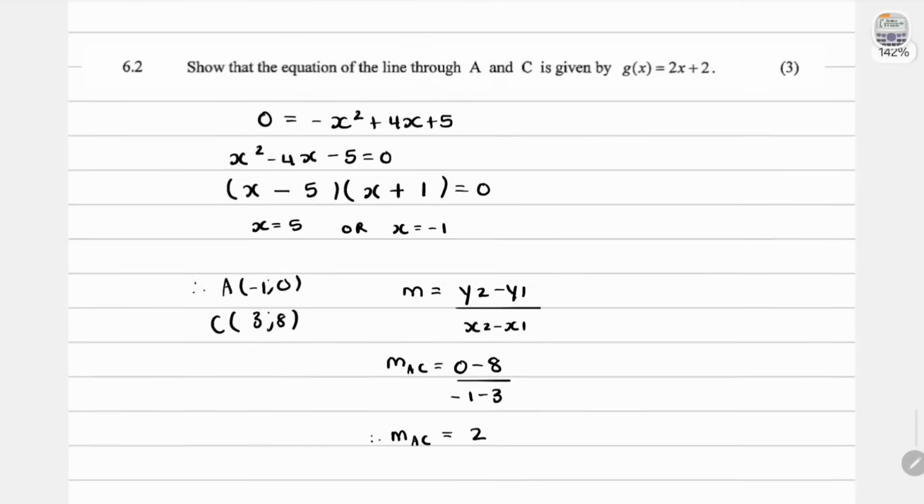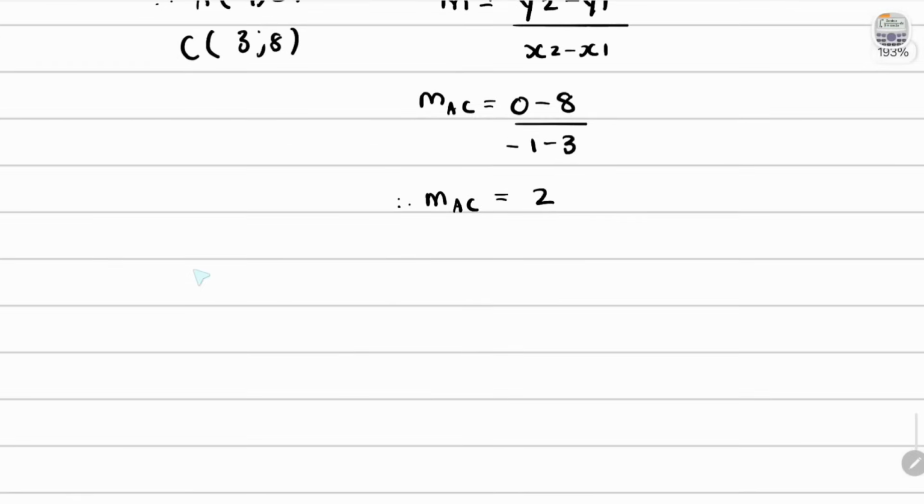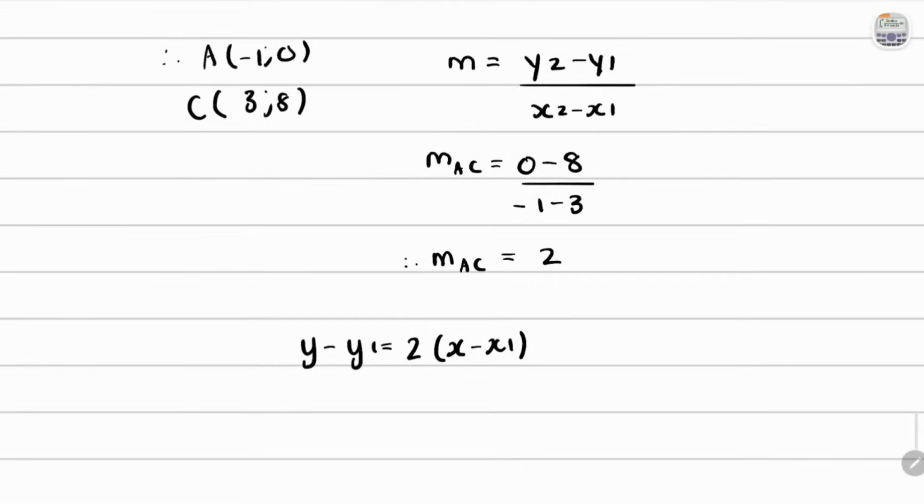And now we just have to find c. You can use y equals mx plus c, or use this equation. So we'll say y minus y1 equals gradient times x. But we already know what the gradient is. It's 2. So times x minus x1. And then substitute a point. Choose the easier point. So I'll take A.